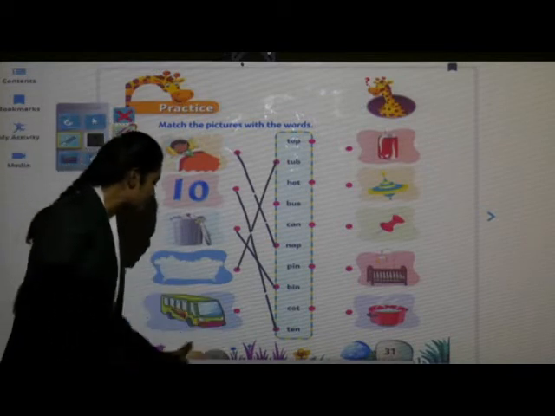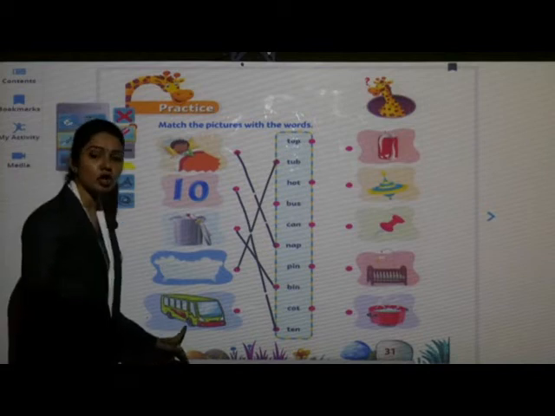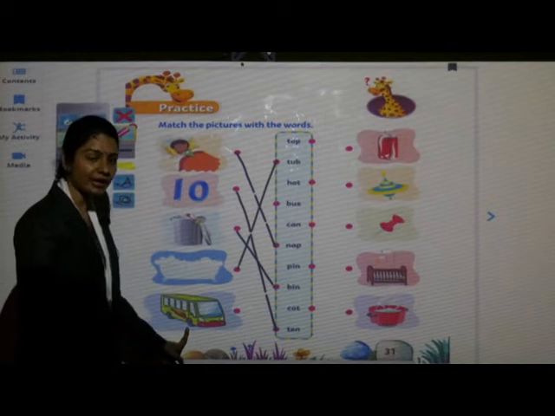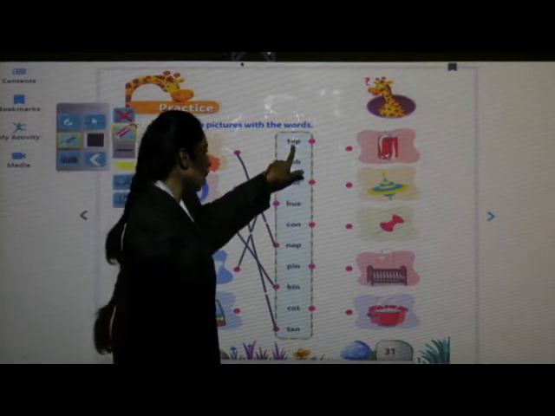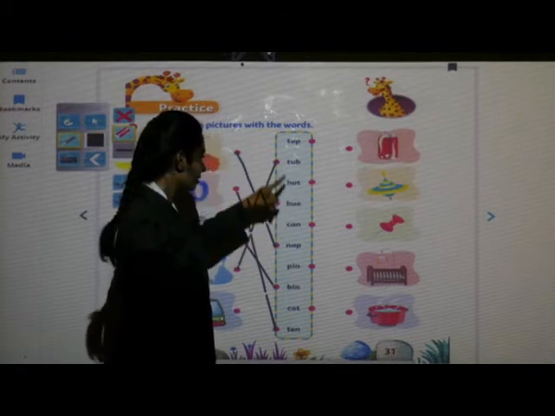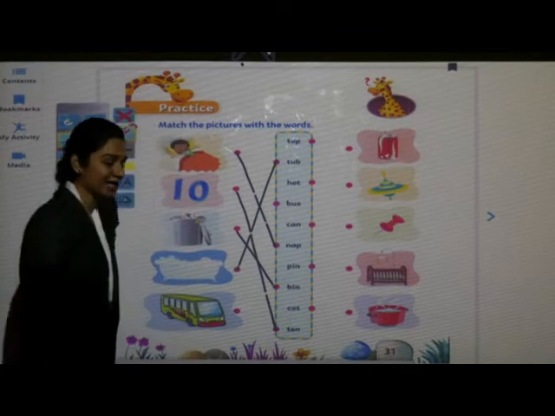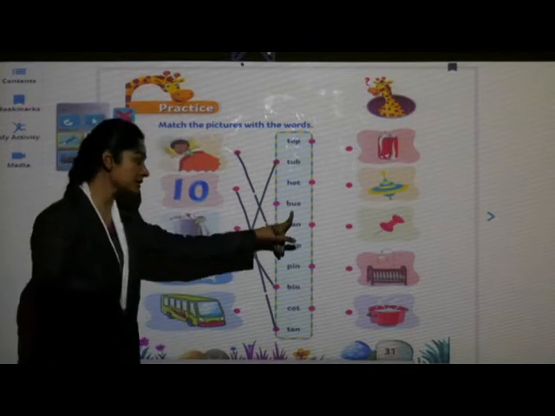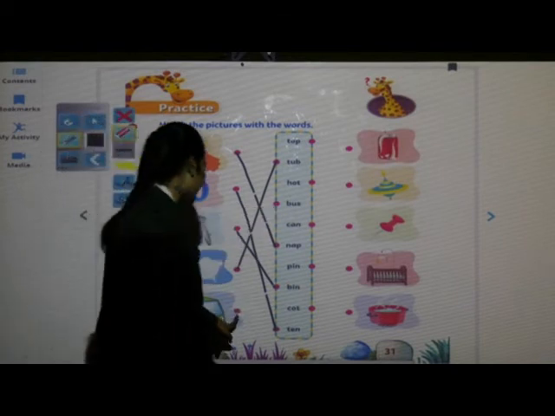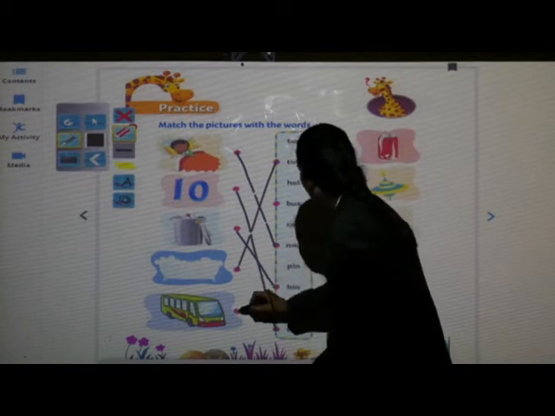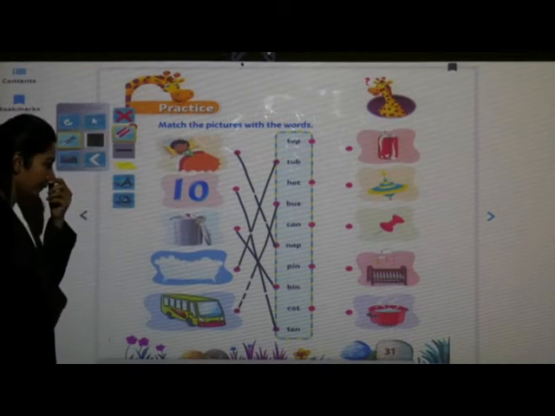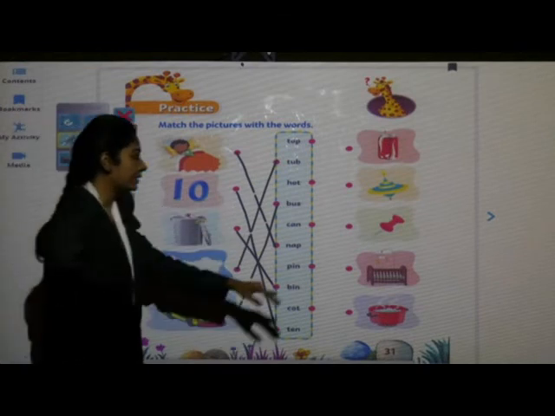Next, tell me which picture is this? This is a truck or bus? Bus. So what is the spelling of bus? Shall we find? Okay. Say T-O-P top, T-U-B tub, H-O-T hot, B-U-S bus. We got the spelling. So say B-U-S bus. From here to here you have to join it. Take the scale. Okay, completed? Fine.